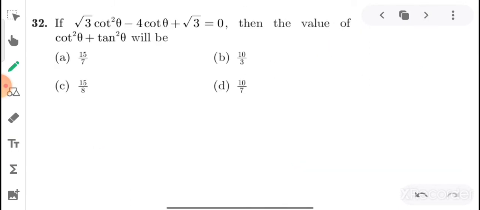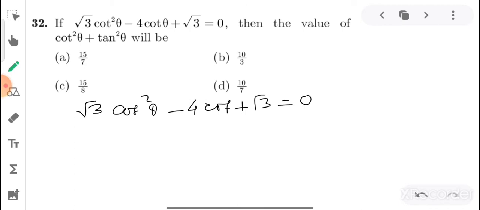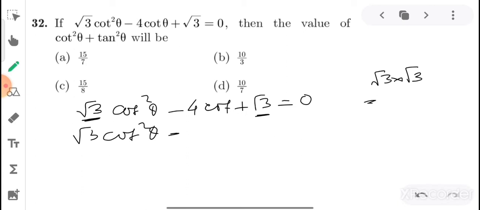Okay, it is the question of trigonometry. How can you solve it? This expression is given. Just factorize it using the middle term factor. Root 3 cot square theta minus 4 cot theta plus root 3. We take root 3 into root 3, it will give 3. How can we get 4? Then 3 plus 1, it will give 4.